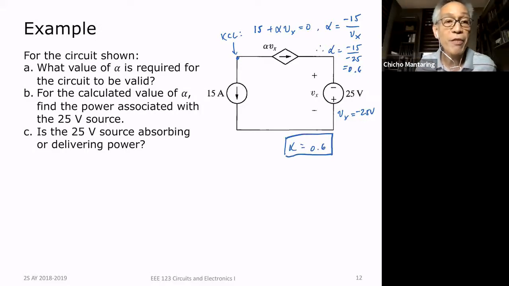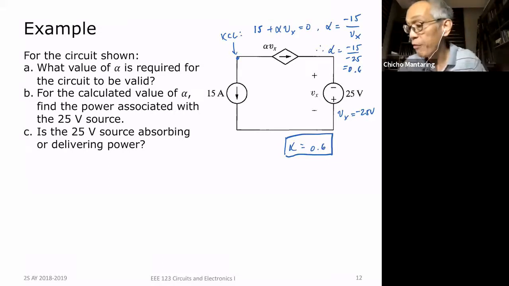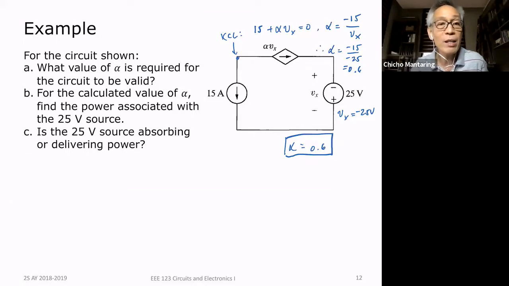For the calculated value of alpha, find the power associated with the 25-volt source. So what is the power associated with this 25-volt source? Actually, even if you don't know alpha, you can find the power there. Okay, anyone? What is the power associated with the 25-volt source? Hint. What is this current? That current is just dictated by this current source. Right? So I is equal to 15 amperes. So what is the power associated with the 25-volt source?